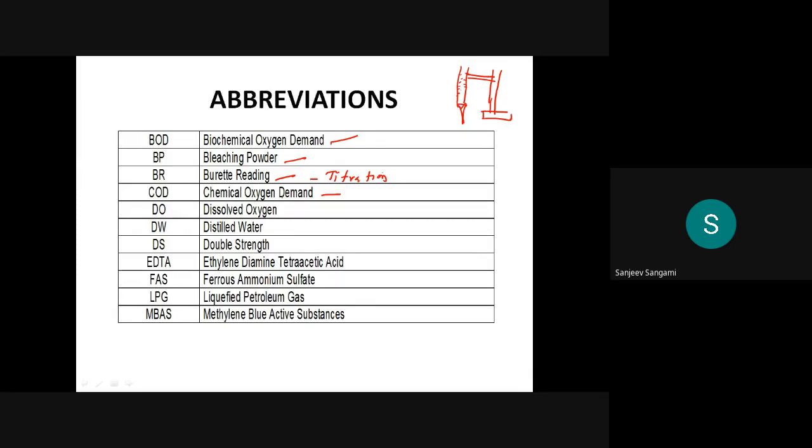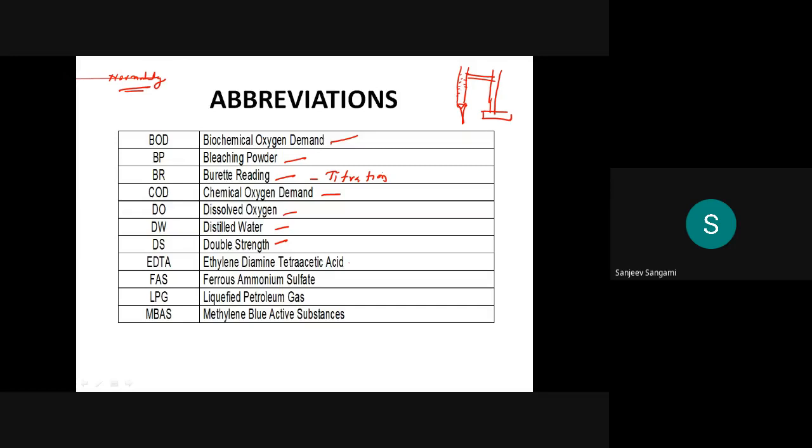Then we have COD, that is chemical oxygen demand. We'll use the abbreviation COD. Then DO, that we always use for dissolved oxygen. Then DW stands for distilled water. DS stands for double strength. I'll explain this in terms of normality and molarity on the next page. Maybe at that time I'll explain what is double strength and what is single strength.